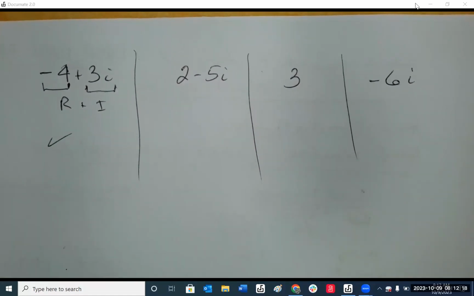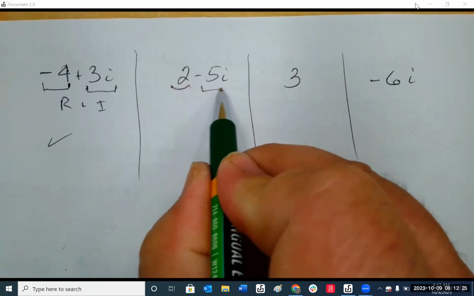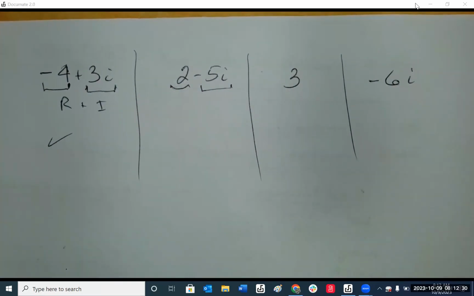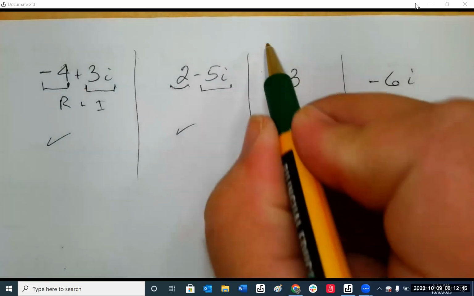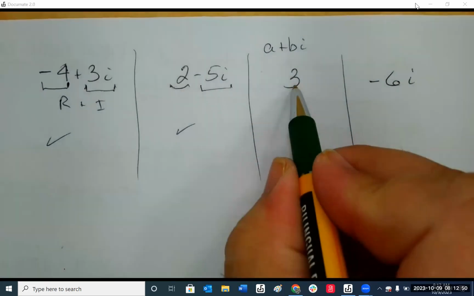How about the next one? Yes. The real number is 2. The imaginary is negative 5i. So it is a complex number. How about the next one? Is it a complex number? It is a complex number. Remember, complex numbers have to be in this form. So this is a real number.